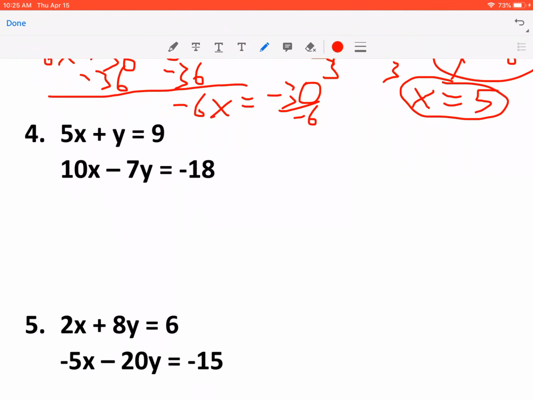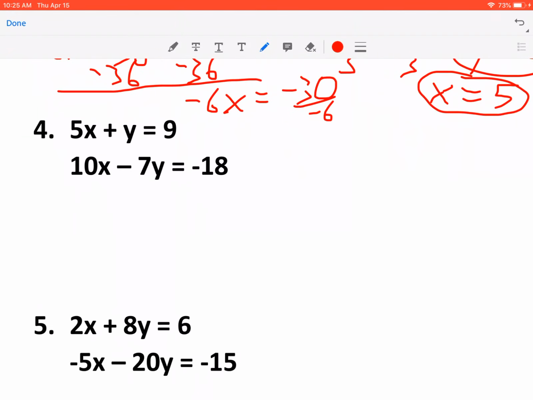All right, let's go to number 4. It's up to you. If you want to get rid of the x's, you need a number that 5 and 10 go into, which would be 10. Or if you want to get rid of the y's, you could simply multiply the top one by 7. It's entirely up to you. I'm going to get rid of the x's.